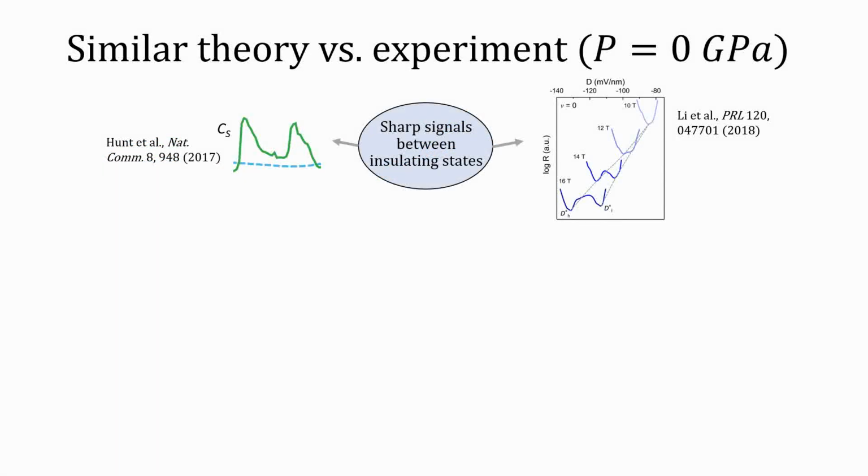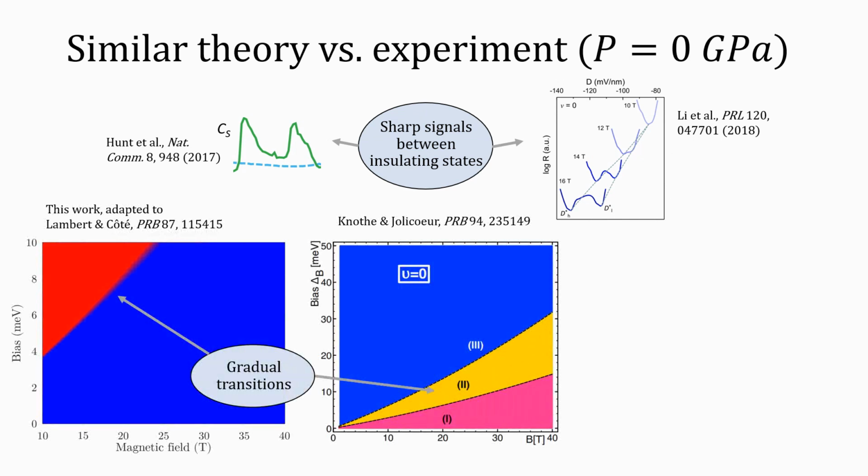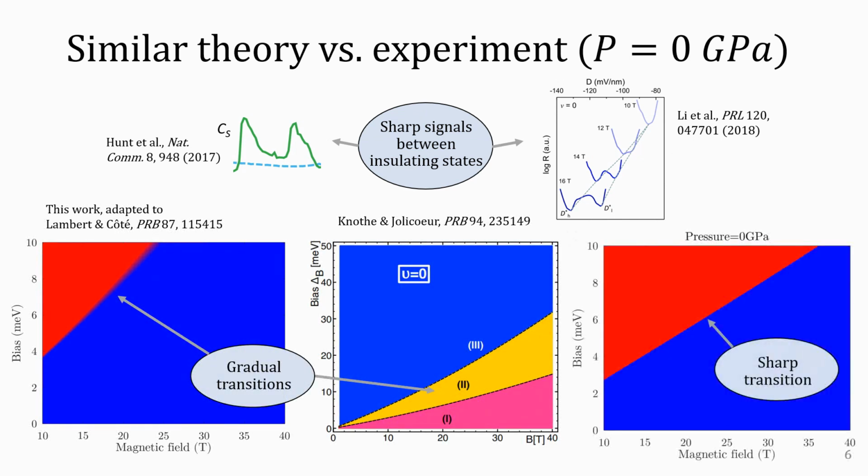Let's now compare these results to experiment. Experimental evidence suggests that all transitions are sharp and discontinuous, not broadened and continuous. Previous theory using similar models had found continuous transitions between the spin and valley polarized states. Our work has resolved this discrepancy by finding a sharp transition by including new details in our treatment of the interaction.